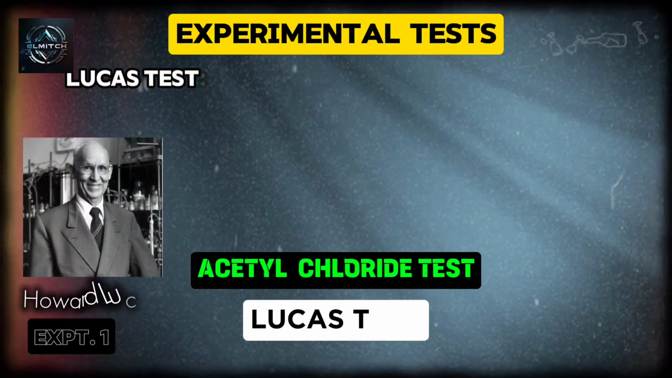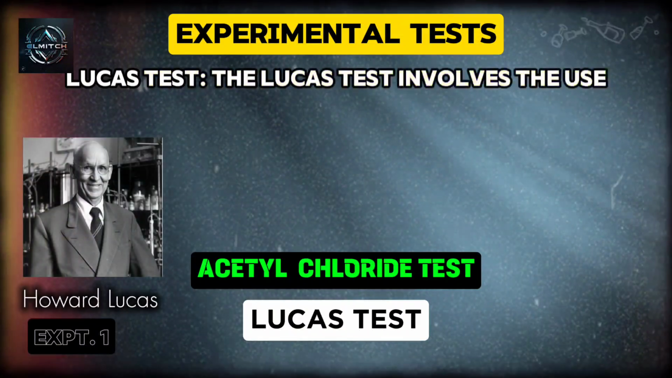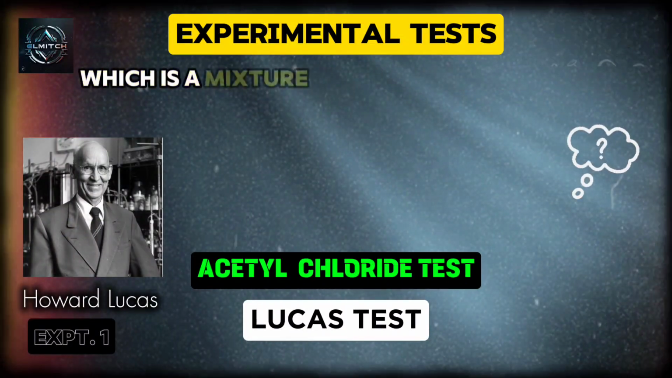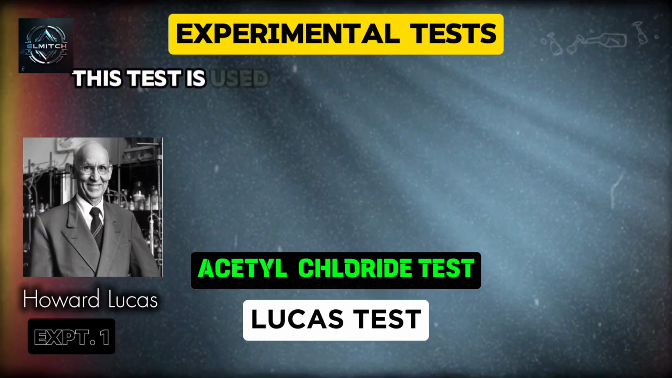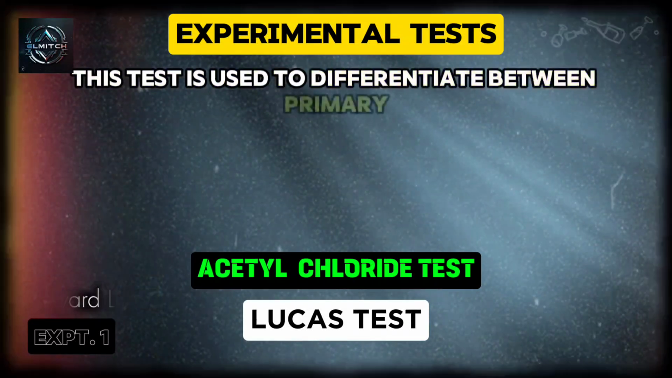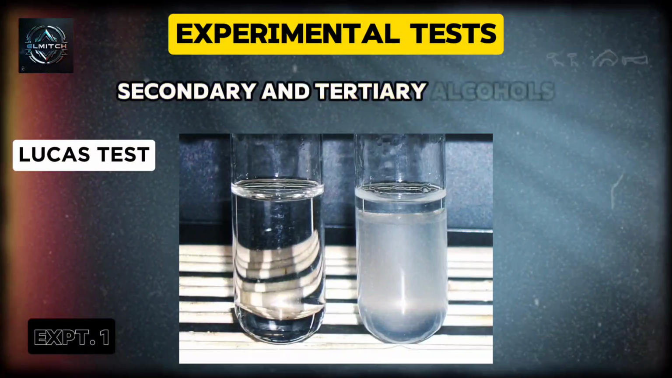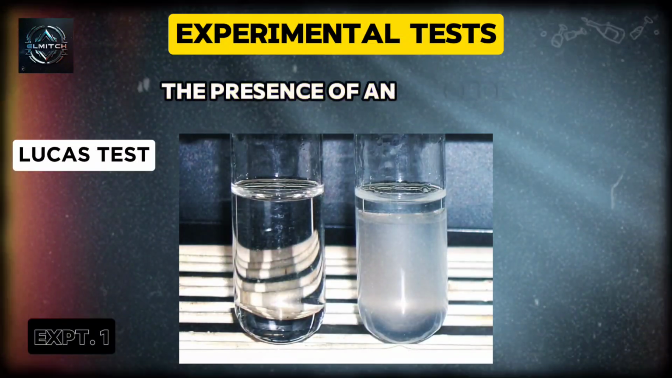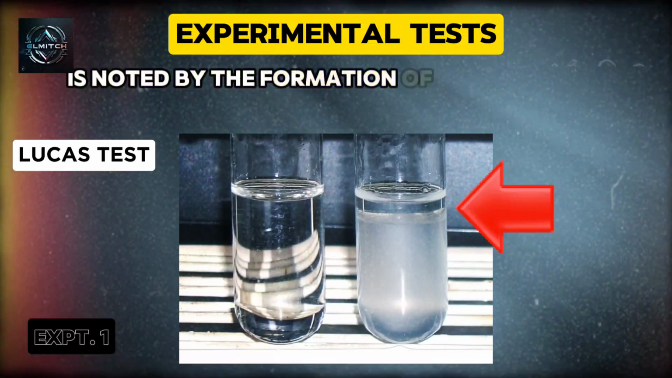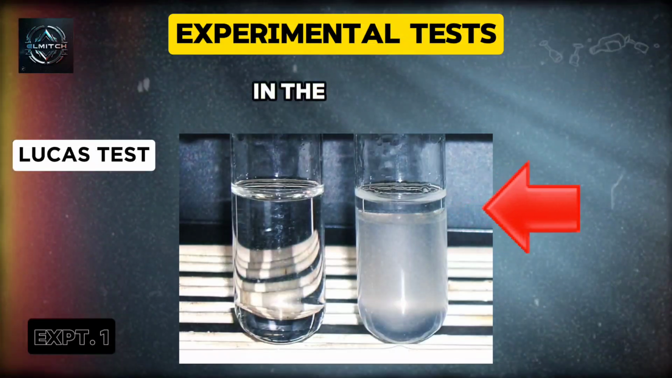Lucas test. The Lucas test involves the use of Lucas reagent, which is a mixture of hydrochloric acid and zinc chloride. This test is used to differentiate between primary, secondary, and tertiary alcohols, unlike the acetyl chloride test. The presence of an alcohol is noted by the formation of an insoluble second layer in the system.